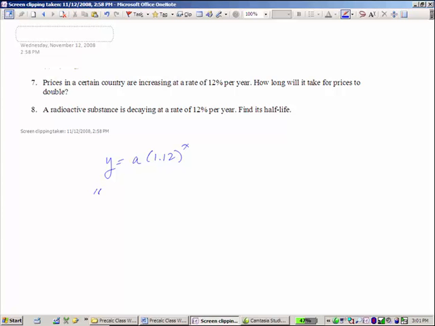All right, so 100 is double of 50. So if we want to find how long it's going to take to double, just pick 100 and pick 50, or pick 2 and pick 1, or pick 200 and 100, or I think someone said 2A and A. Sam said 2A and A. It doesn't matter because the first step we're going to do, Travis, is divide by 50, so I'm going to get 2 equals 1.12 to the x.